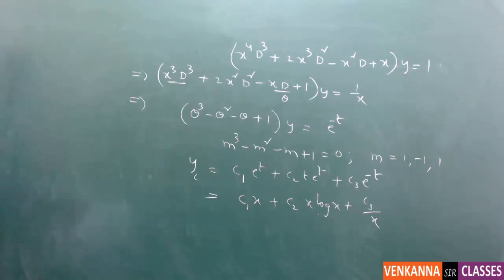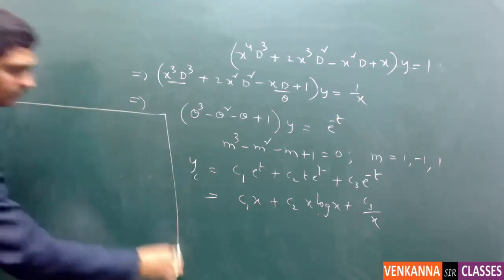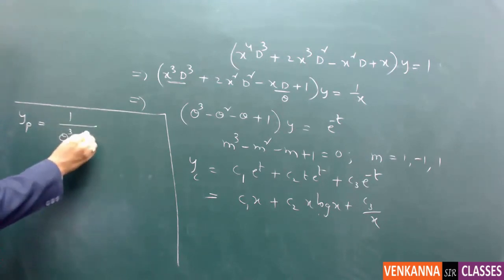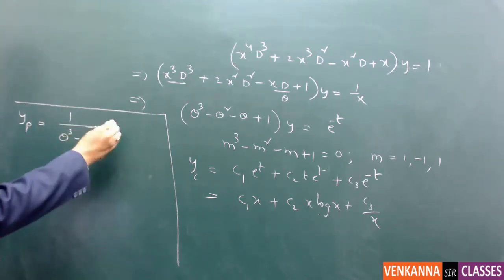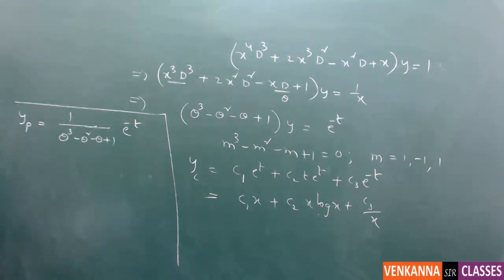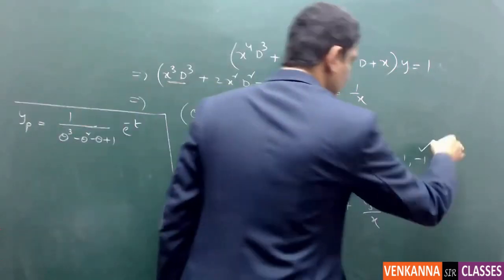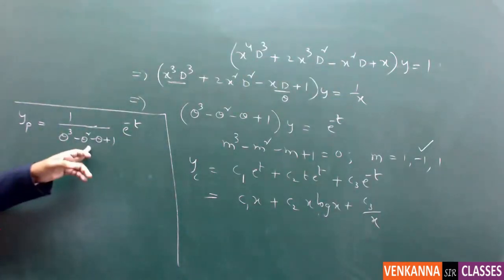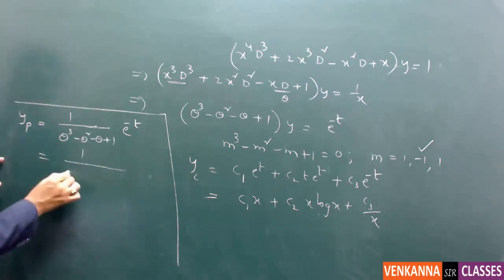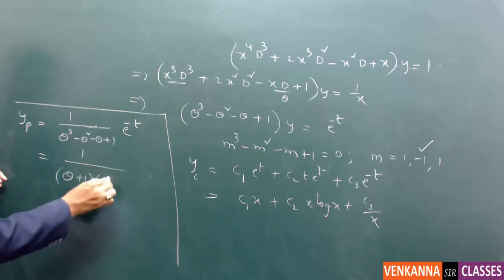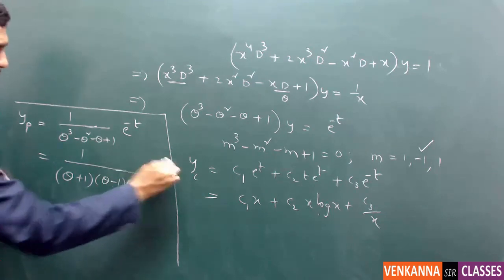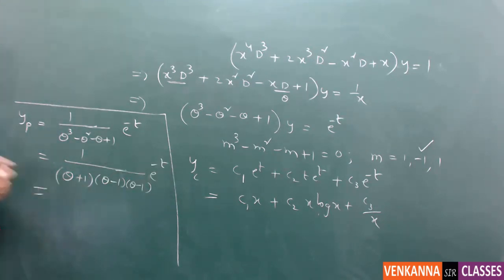Fine. So coming to YP, 1 by theta cube minus theta square minus theta plus 1 into e power minus t. Since minus 1 is a root, obviously the denominator becomes undefined. So if you factorize, theta plus 1 into theta minus 1 into theta minus 1, e power minus t. So this factor we are going to leave.